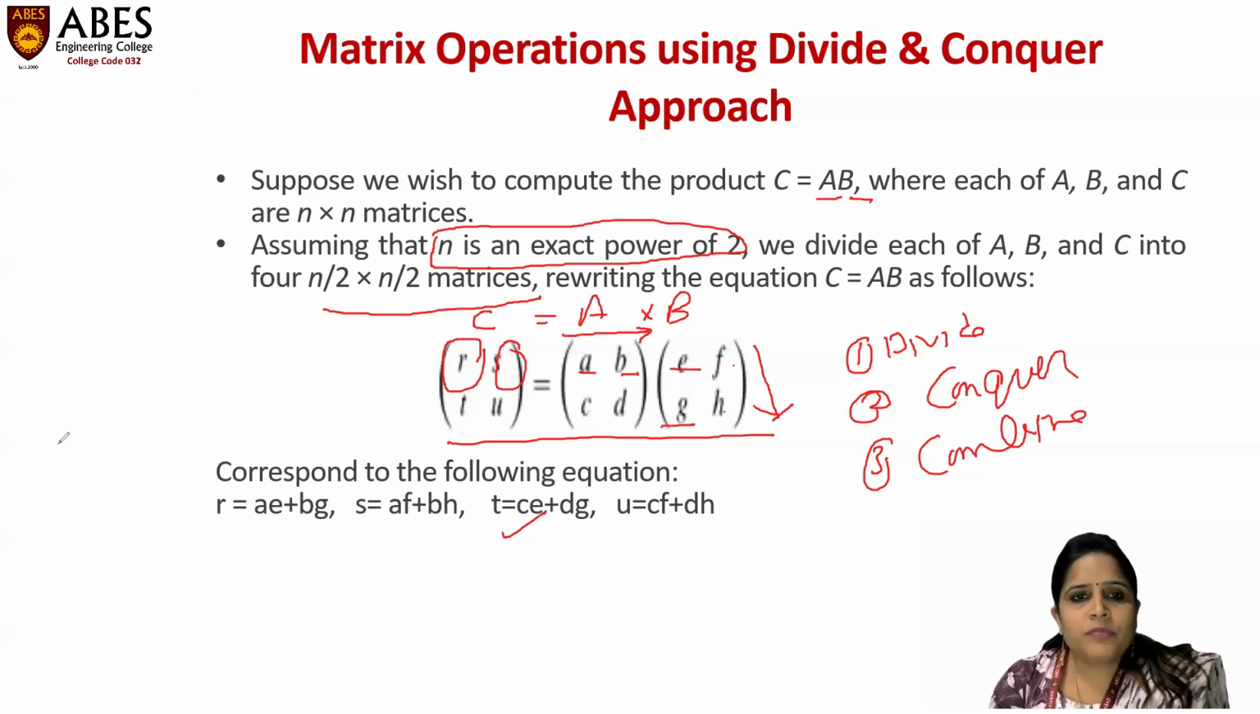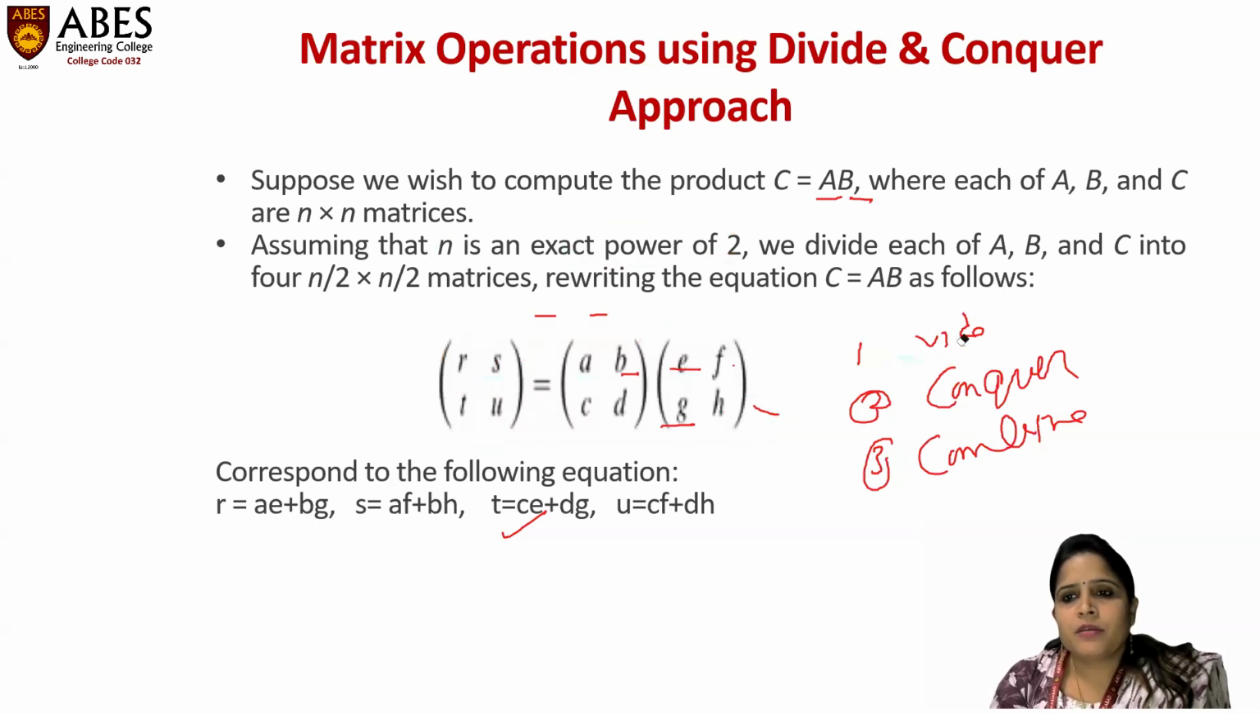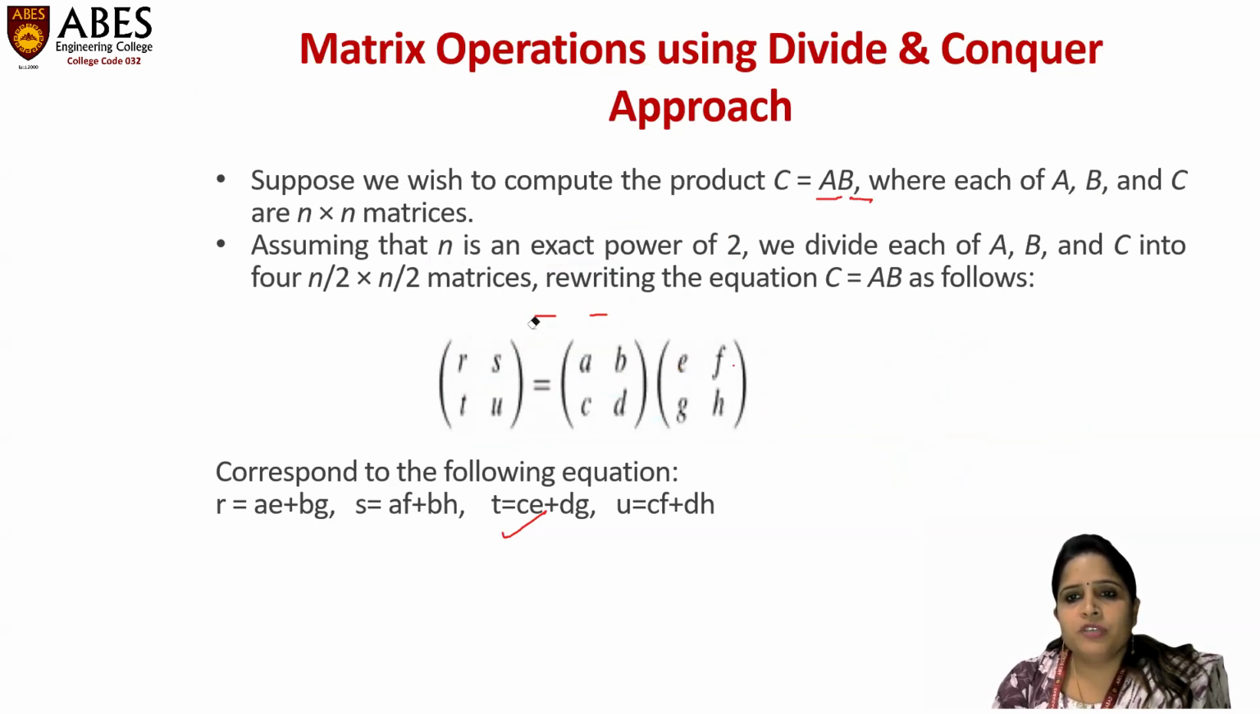If you see this equation carefully, we use 8 multiplications and 4 additions for the multiplication of two matrices, right? You just check it. First multiplication A into E, here this is again a subproblem whose size is n by 2. Second multiplication B into G, again a subproblem, the size is n by 2. Similarly AF, BH, CE, DG, CF, DH. So total multiplication is 8 multiplications and the size of each multiplication is n by 2.